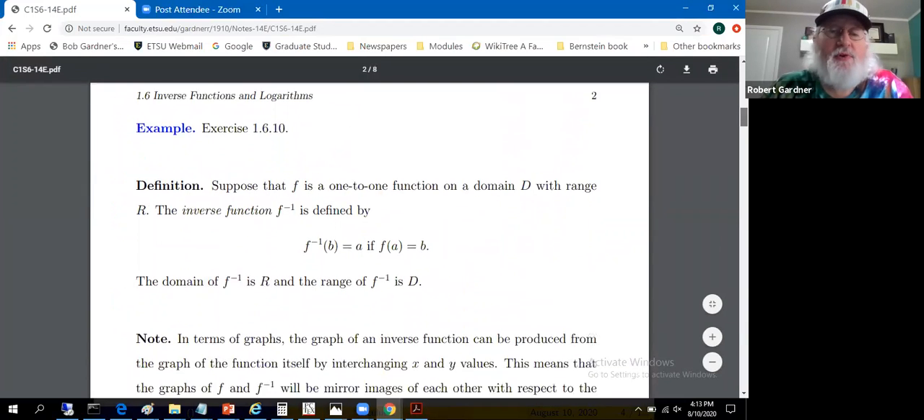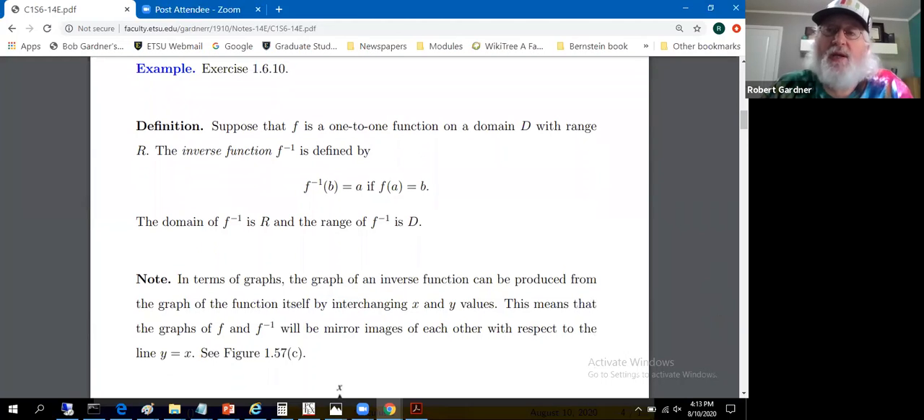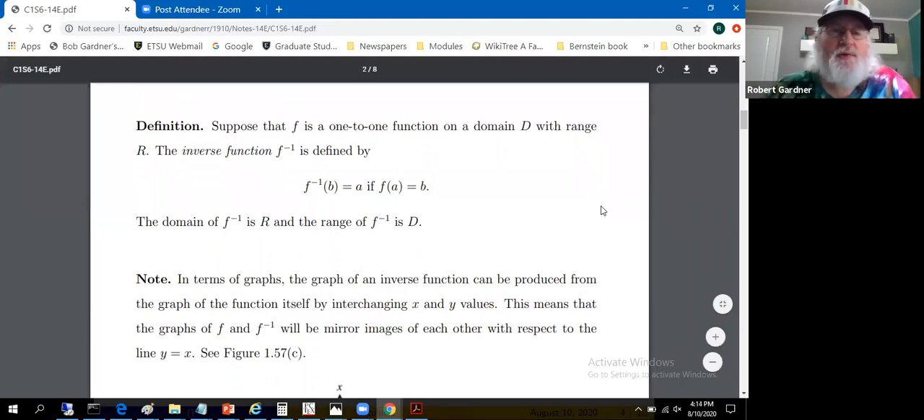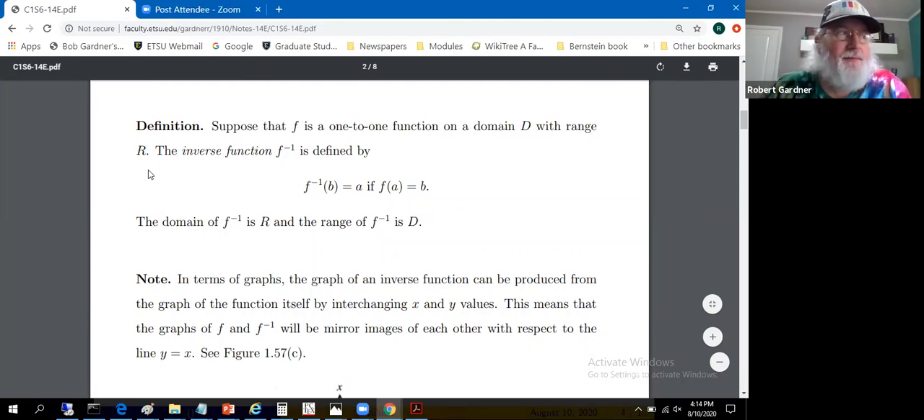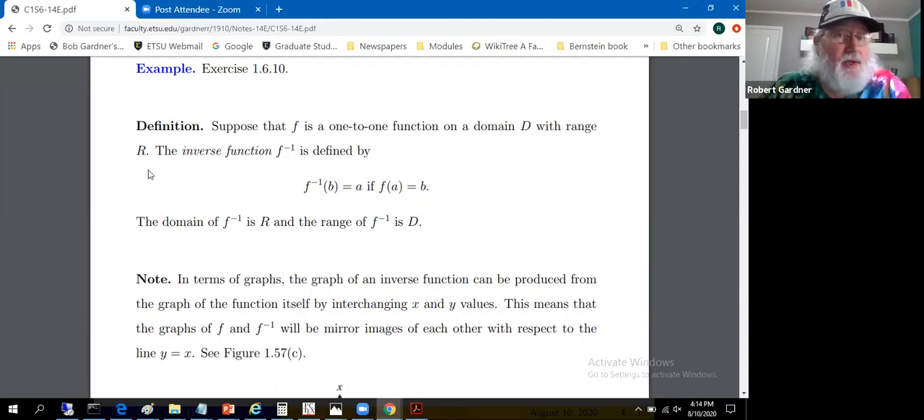As mentioned earlier, we would look at one-to-oneness because we're interested in inverse functions. Suppose that f is a one-to-one function on a domain D with range R. We're going to be interested in inverse functions for functions that aren't one-to-one, so we'll have to fix them in a sense, because the following definition of inverse functions is only valid for one-to-one functions. The inverse function f inverse is defined by f inverse of b equals a if f of a equals b. We've really just interchanged the roles of a and b.